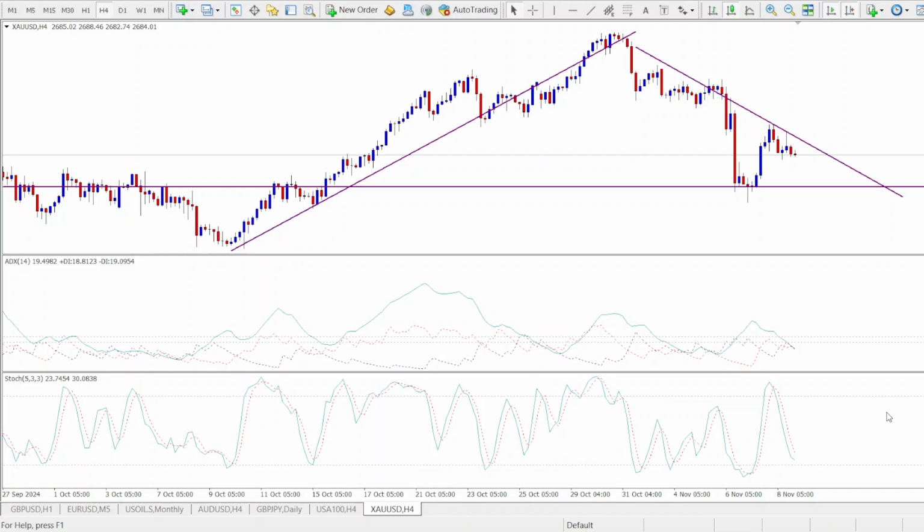This strategy is a great addition to your trading toolkit, and with patience, it can significantly improve your trading decisions.